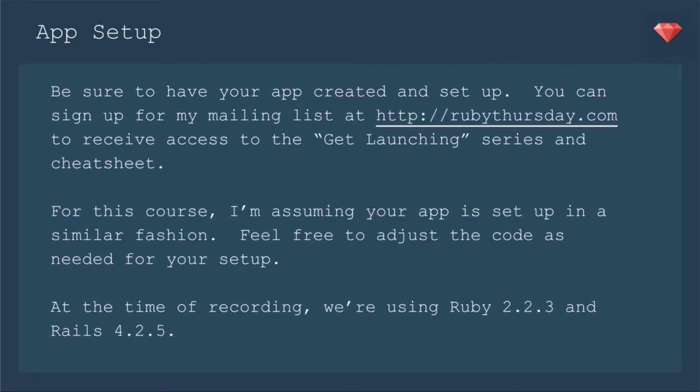Feel free to adjust whatever you need for your setup. At the time of this recording, we're using Ruby 2.2.3 and Rails 4.2.5. In this lesson, we're going to plow through a couple of user stories that set up the basis for our app. It's nothing crazy new, but hopefully you'll pick up a few tips. And of course, there are certain things that you sometimes forget when you're not launching from scratch all the time.